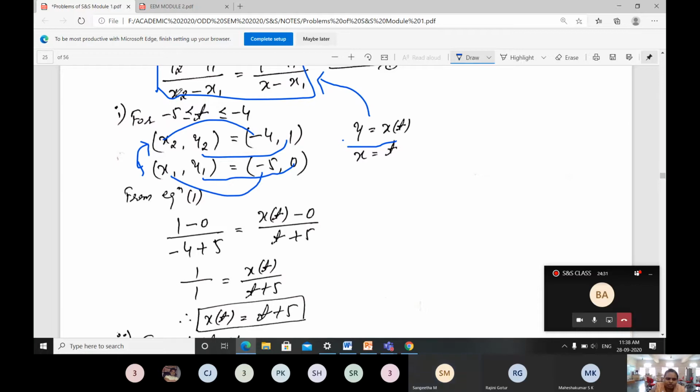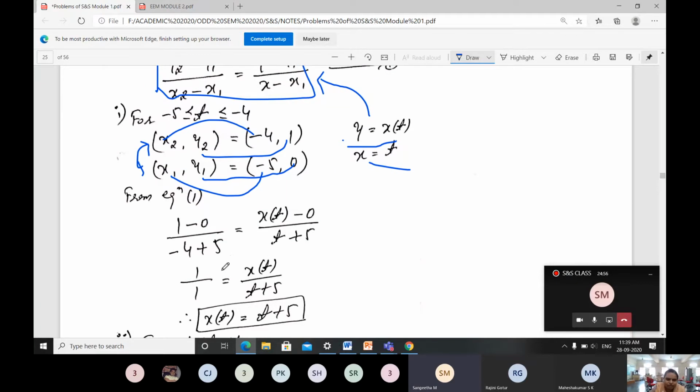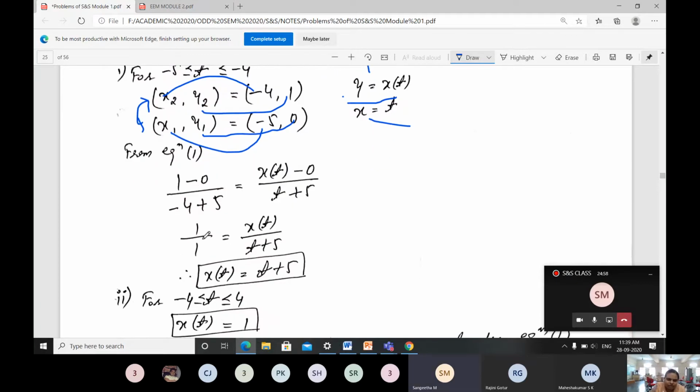Substitute here. x2 is -4, minus x1, which is -5, so minus of minus is plus 5. Then y is x of t, and y1 is 0. x is t, so t plus 5. Minus of minus is plus, for that reason you get plus 5. Solve for this. What will you get? Here 1 by 1 is equal to x of t divided by t plus 5. What is our x of t going to be here?